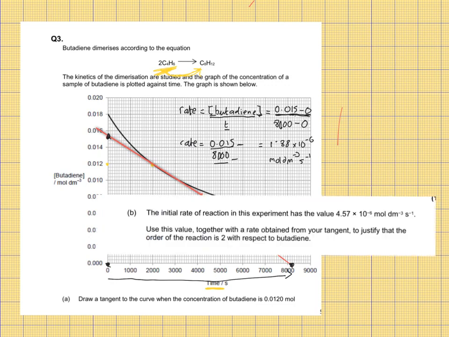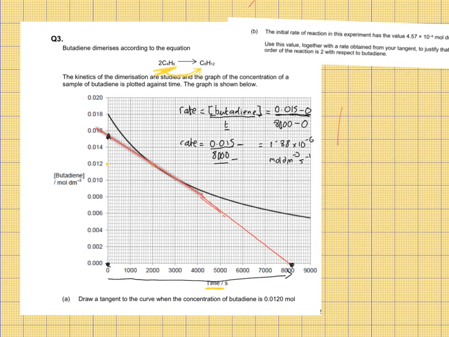In the next part of the question, it tells us that the initial rate of reaction has a value of 4.57 times 10 to the minus 6 moles per dm cubed per second. Use this value together with the rate obtained from your tangent to justify that the order of the reaction is 2 with respect to the concentration of butadiene. So what do we mean by the initial rate of reaction? Well, that would have been obtained had we drawn a tangent to the curve going through time 0.